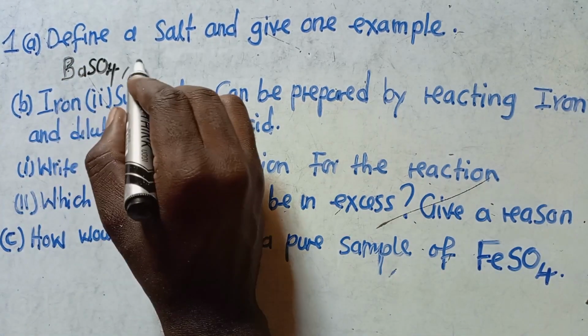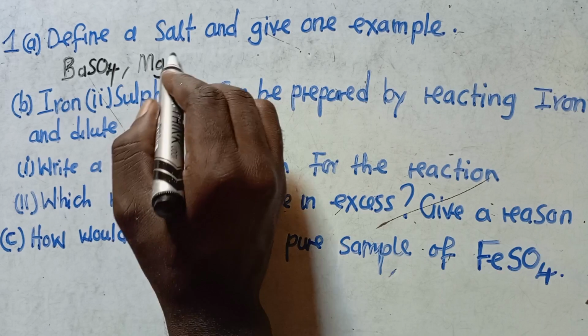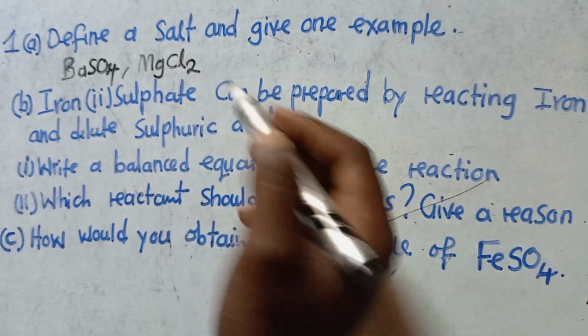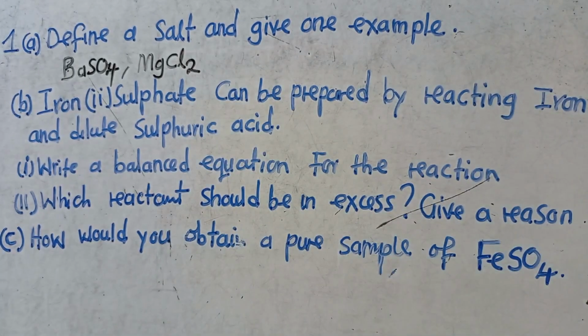You can have magnesium chloride. All those are examples of salts. You can have a lot of things. So what you need to understand is that a salt is a compound formed when the hydrogen ions of an acid are fully or partially replaced by a metal or ammonium.